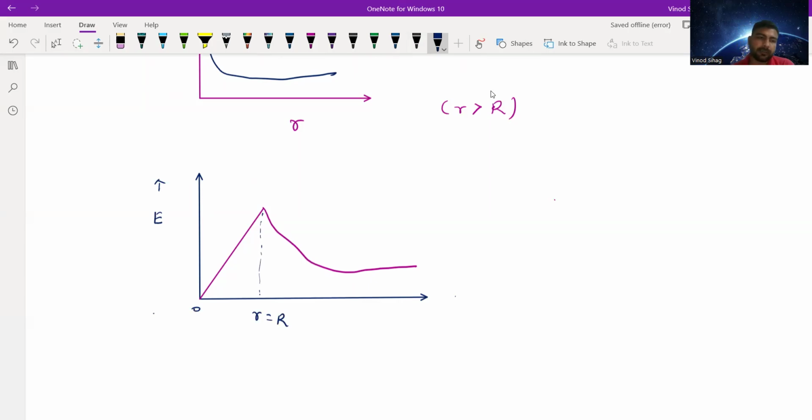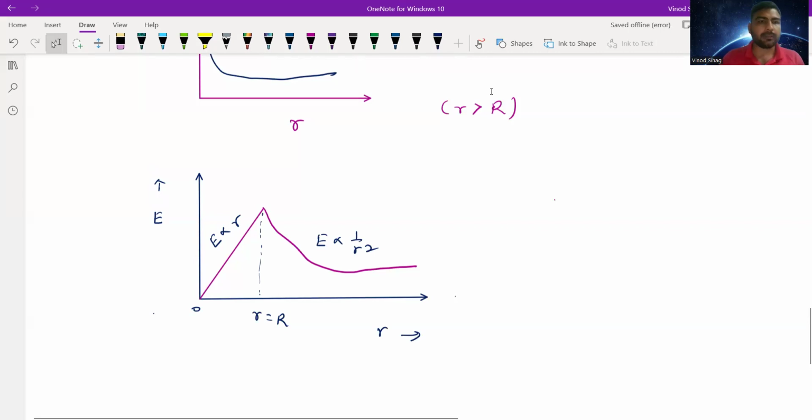And so that is why we can say that for this portion, E is directly proportional to r, and for this portion, E is inversely proportional to r square. So that is how the graph between r and the electric field looks. I hope you got the idea.